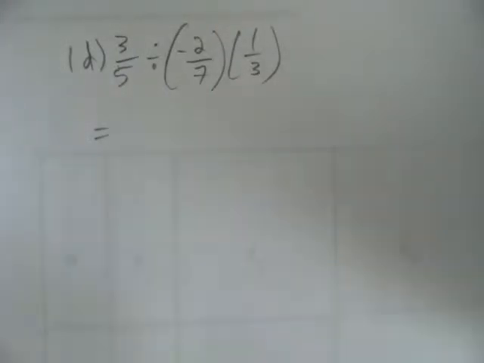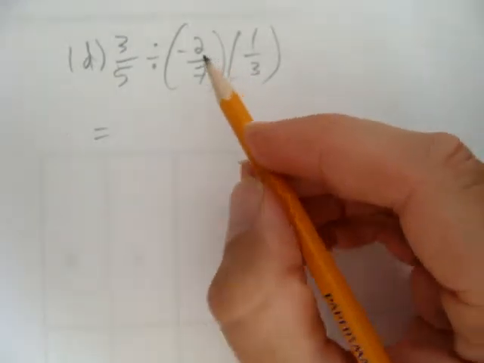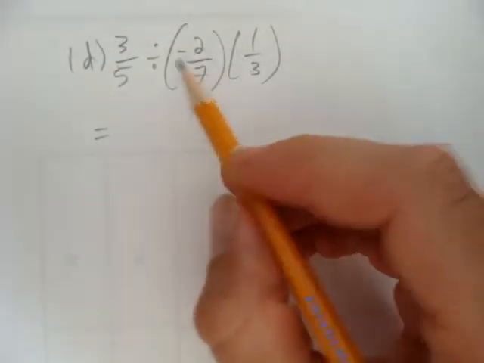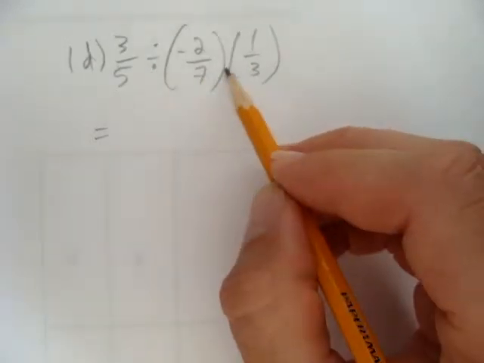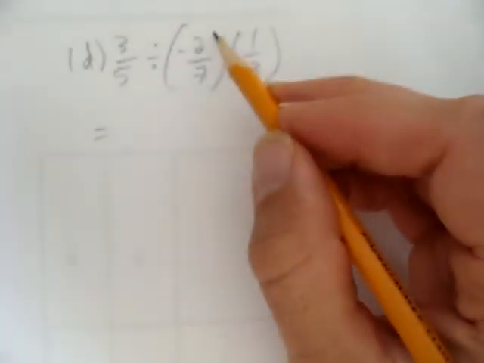Alright, let's try this one from your sheet. 3/5 divided by -2/7 times 1/3. A lot of people are going to want to start with multiplying these two fractions together, but you can't. When division and multiplication happen, you have to do them in order from left to right. So I'm going to work with this division first.